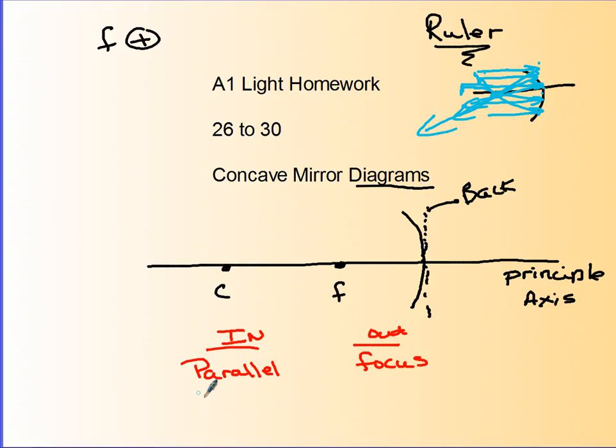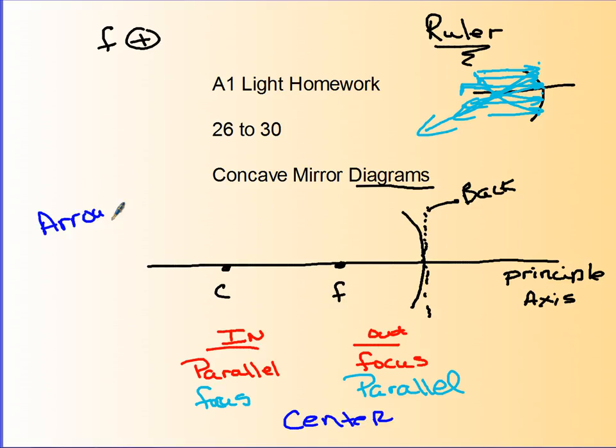The second ray is in through the focus, F-O-C-U-S. So imagine we reverse the ray, it comes off through the focus, it's going to bounce off parallel. And then the last ray is through the center and straight back on itself. Also, remember to draw your arrows to show the direction. If your image is behind the mirror, it will be virtual. If it's in front of the mirror, it will be real, because light rays are really supposed to be on the same side of the mirror as the object.